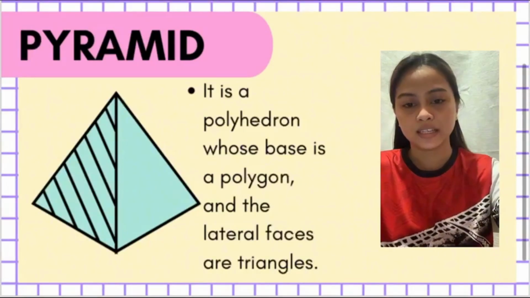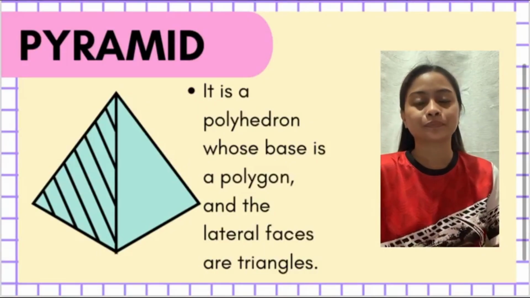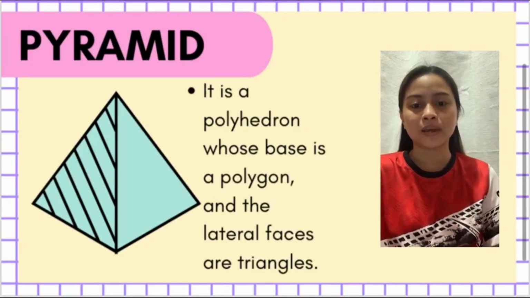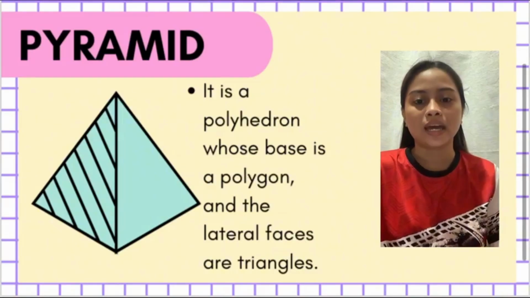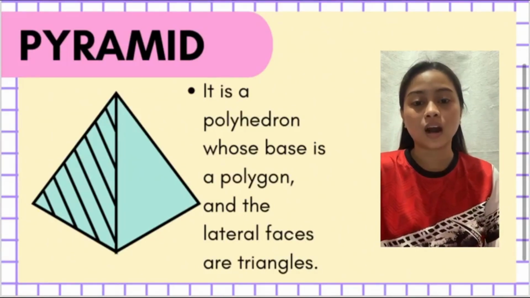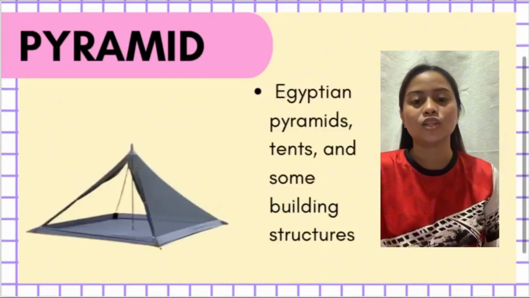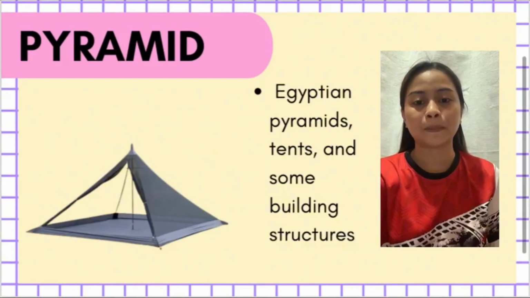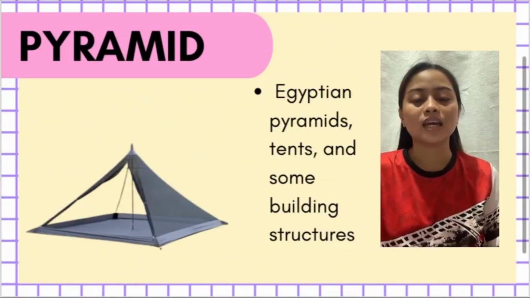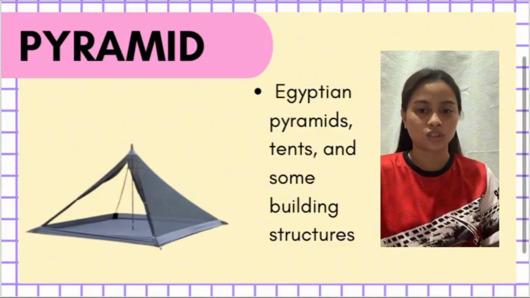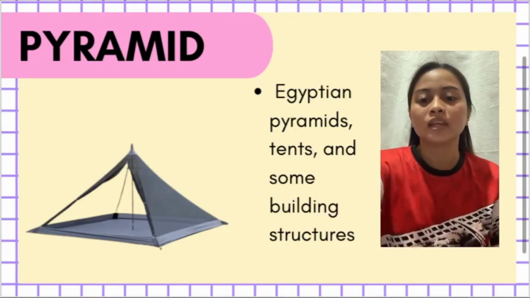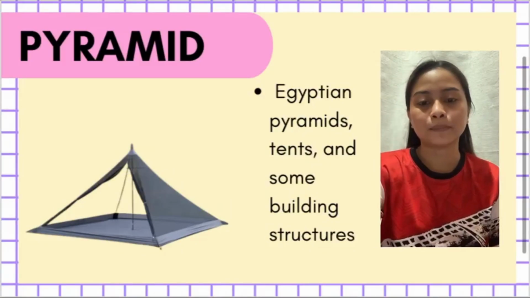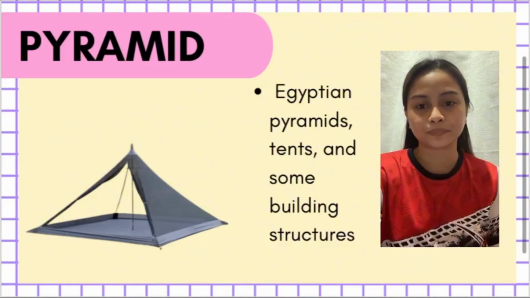Next is the pyramid. A pyramid is a polyhedron whose base is a polygon, and the lateral faces are triangles. Examples of a pyramid are the Egyptian pyramids, tents, and some building structures. The picture I am showing is the tent. It is an example of a pyramid.